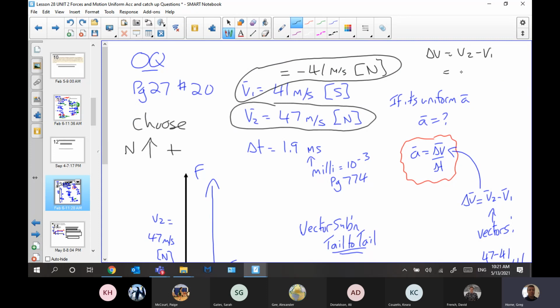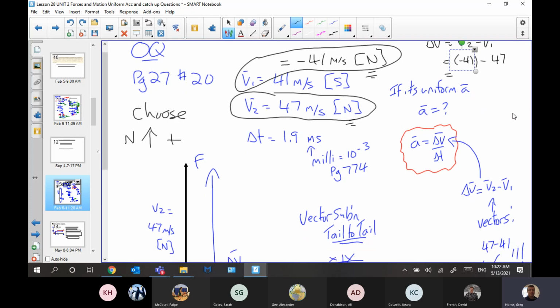When you put numbers in, they have to be based on the same direction system, right? So you can't put in a 41 south and a 47 north and expect logic. You have to put it in instead as the minus 41, meaning minus 41 north means south, and then take away that 47 north. And so we'd end up with a negative, take away another positive. That's where that 88 is coming from, because we end up with a minus 88 north. In other words, delta v is really 88 south.